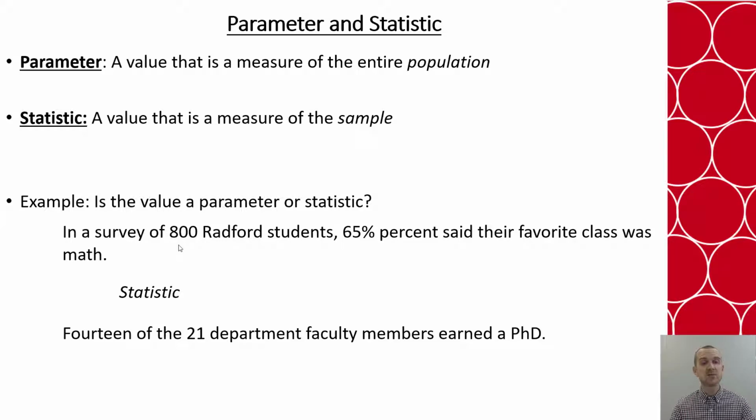Now say we had 14 of 21 department faculty members earned a PhD. Here, the population, we have to ask, what is that? Well, it's the department faculty members. Did we actually look at all the faculty members? Well, it's saying 14 of the 21. So yes, it looked at all 21 and said this is a true statement about 14 of them. That's a measurement, a value, a characteristic about the population of department faculty members. So there it is, a parameter. And this is why it's important to understand, what is the population? Because we can have very large populations like the United States or Virginia, or we can have very small populations like a single class, or in this case, a department.